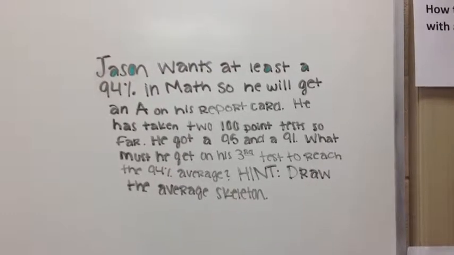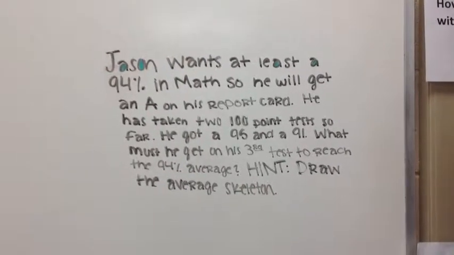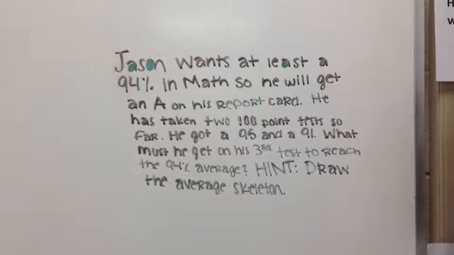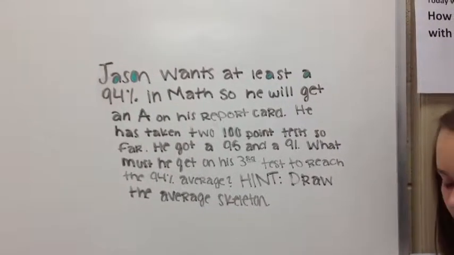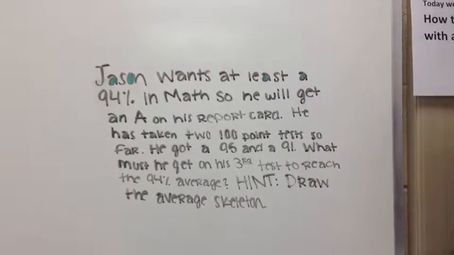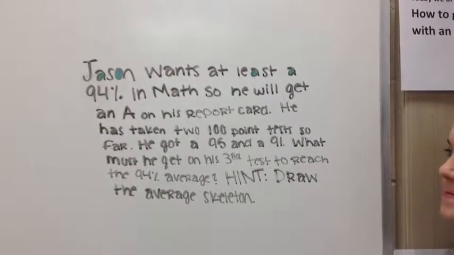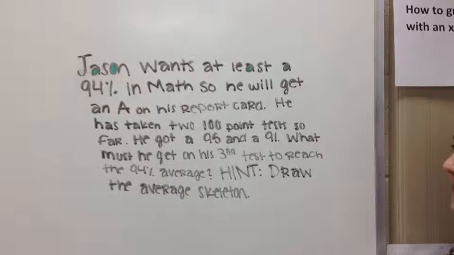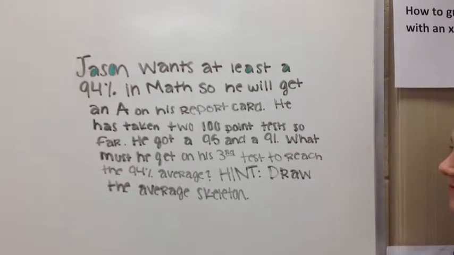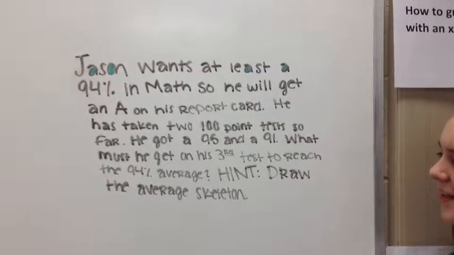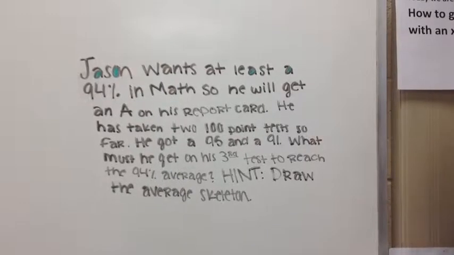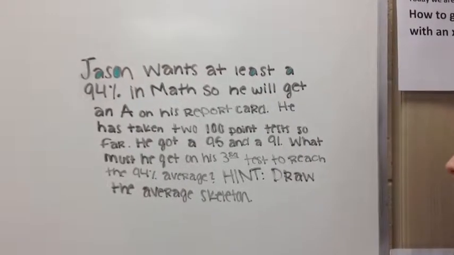This is when you have to work with averages, but you're actually getting the average, but you're going backwards. It says Jason wants at least a 94% in math, so he will get an A on his report card. He has taken 2 100-point tests so far. He got a 95 and a 91. What must he get on his third test to reach the 94% average?